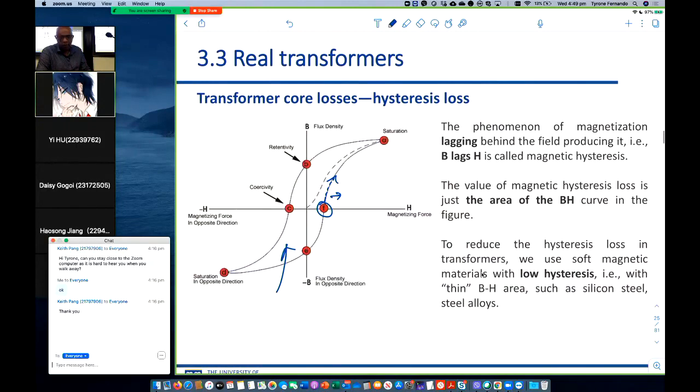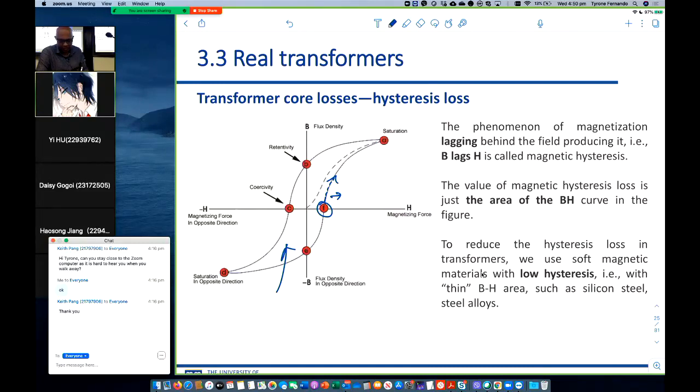Another type of losses in the core, so there are two types of losses in the core. One is the eddy current losses, which we just mentioned, and the other type of loss is the hysteresis loss. Hysteresis loss has got to do with the shape of the BH curve. B lags H. H is the magnetizing force and B is the flux density. So the BH curve for a core, B lags H and has this shape, and the area enclosed by this hysteresis curve, you can see the BH curve.